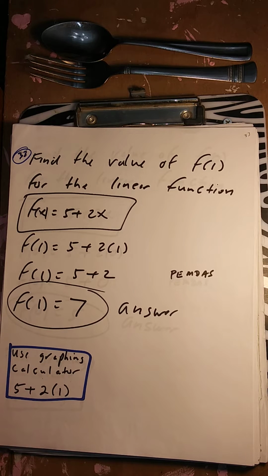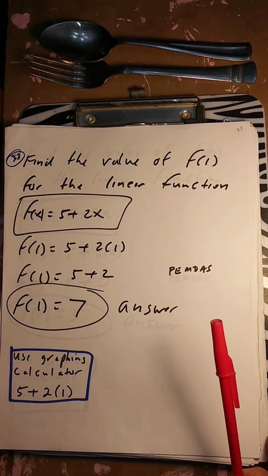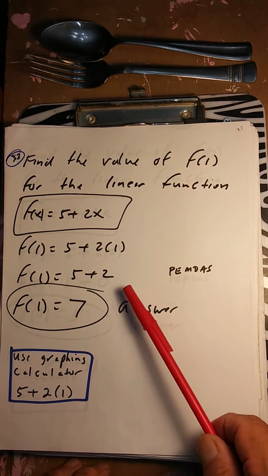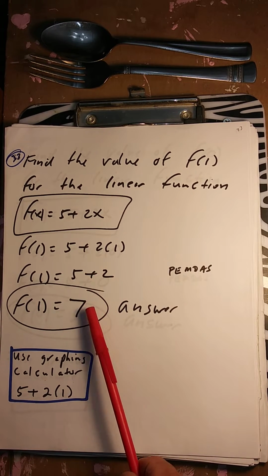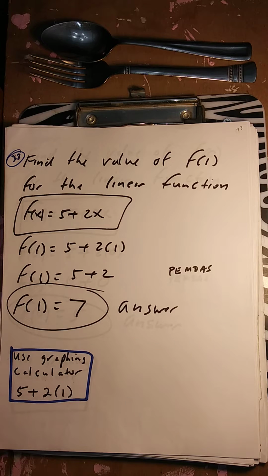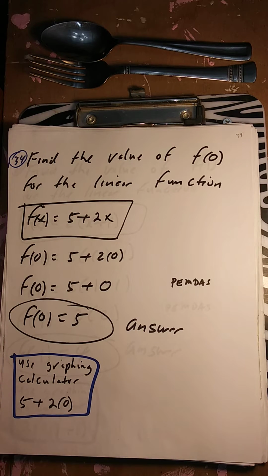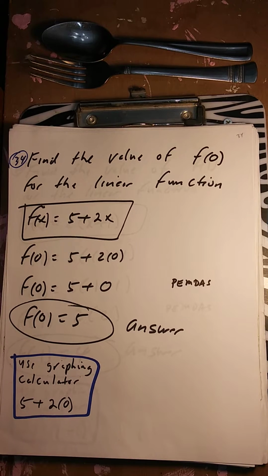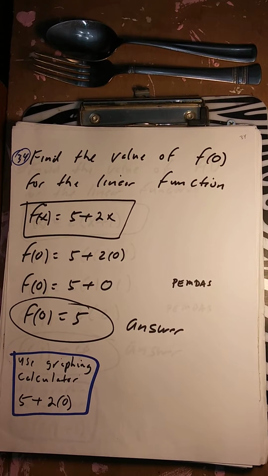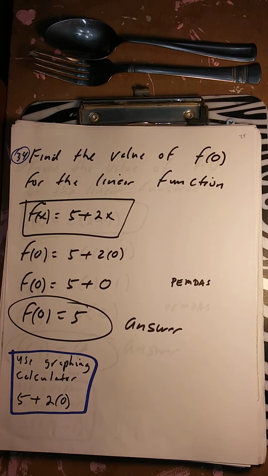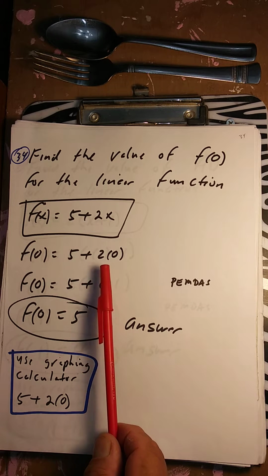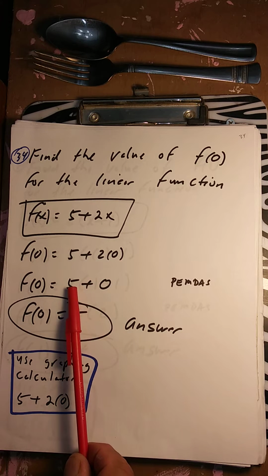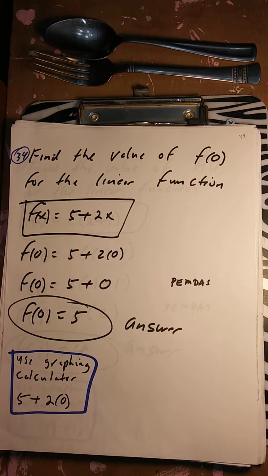Find the value of f of 1 for the linear function f of x equals 5 plus 2x. Again, put the number in there, 1. So 2 times 1. Multiply first. 2 times 1 is 2. 5 plus 2 is 7. Okay. Next one says, find f of 0. So, let's put a 0 in there for the x. 2 times 0 is 0. Add 5 to that is still going to be what? 5.